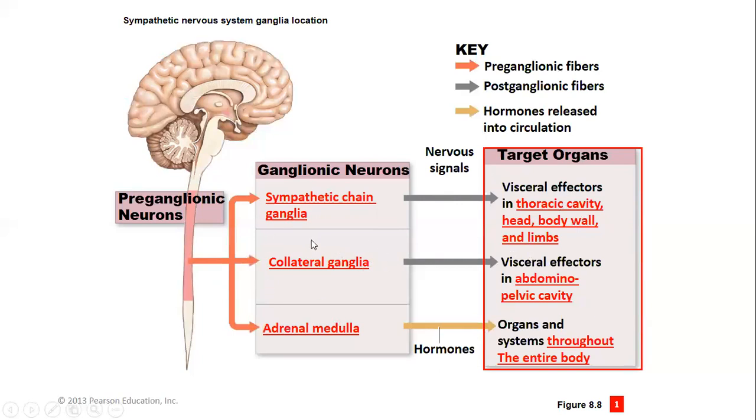The collateral ganglia, there's actually three of them. Their ganglionic neurons' axons innervate visceral tissues in the abdominal pelvic cavity. So think digestive system organs and some urinary and reproductive organs. So think stomach, spleen, pancreas, small and large intestine, those kinds of organs. And the adrenal medulla is, again, a little bit of a different guy, because the adrenal medulla, the innermost portion of the adrenal gland, secretes epinephrine and norepinephrine into the blood. So these are not neurotransmitters, but neurohormones. And those can be secreted into the blood and then circulate throughout the whole body.